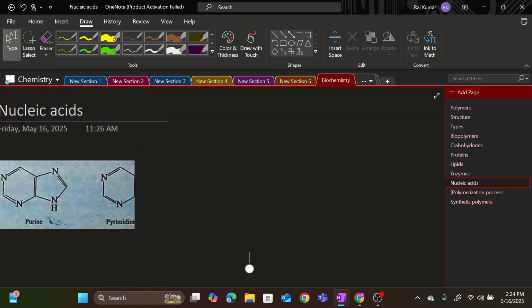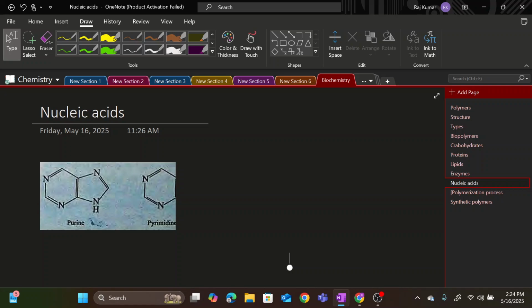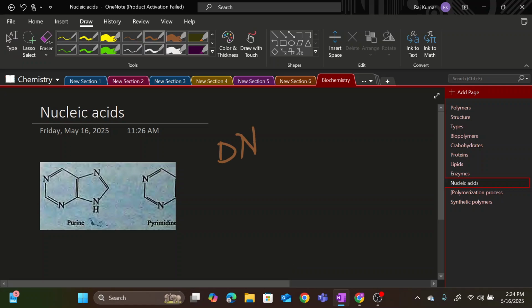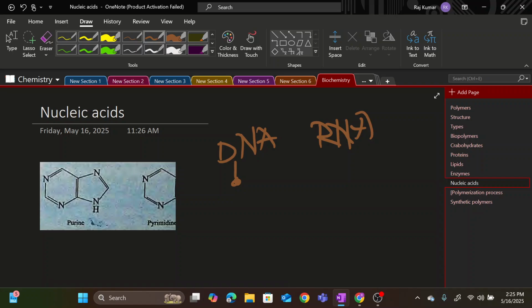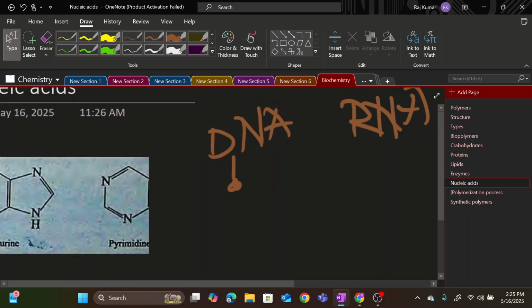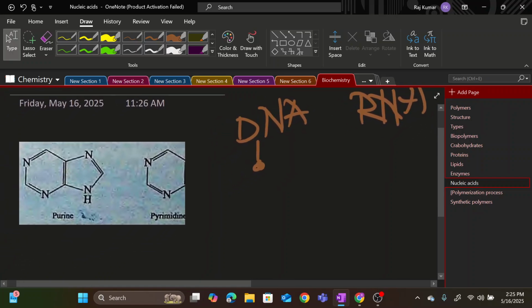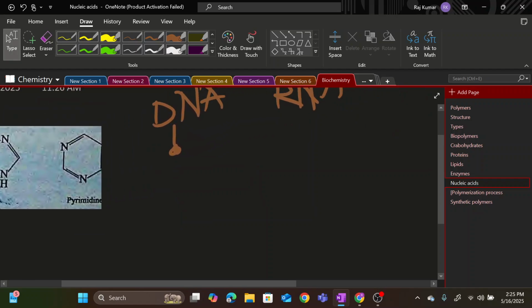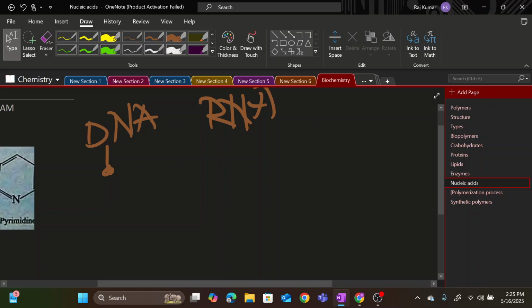Nucleic acids, again, are very important components. If we just talk about nucleic acids, we have DNA and RNA as the major nucleic acids. DNA was first discovered by Friedrich Miescher in the sperm cells of shark and in the pus of white blood cells. So both of these components are known as deoxyribonucleic acid and ribonucleic acid.